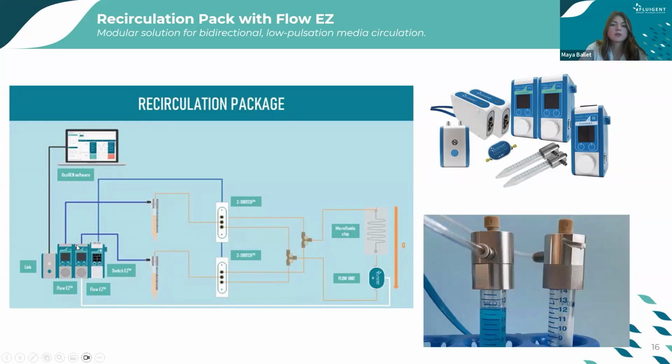First, the fluidic controller applies pressure to the first reservoir, and that pushes the medium through the system, so through the valve, and then through the microfluidic chip. Then it goes through the second valve and goes to the second reservoir, filling it.